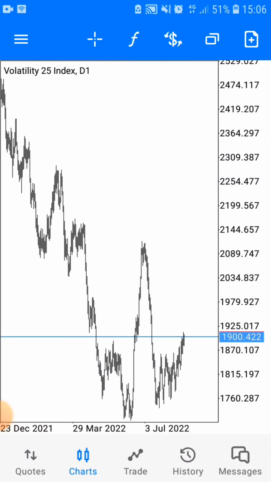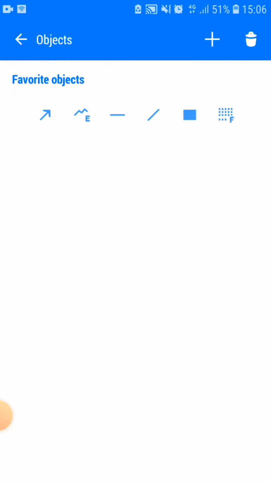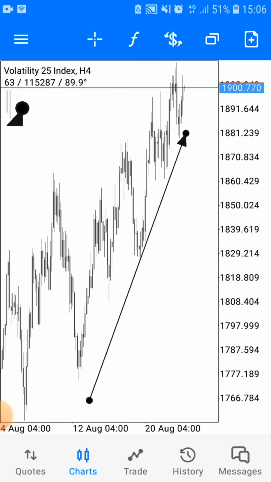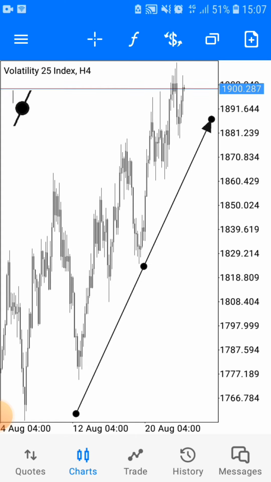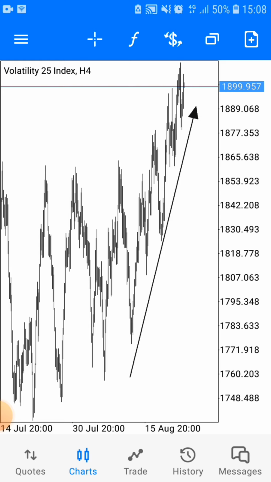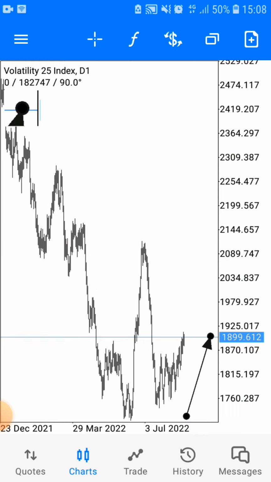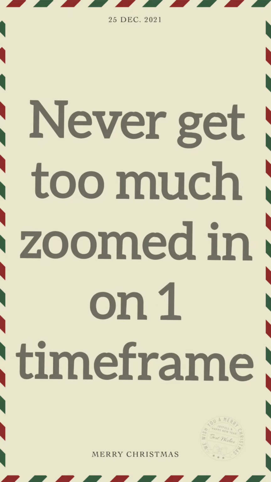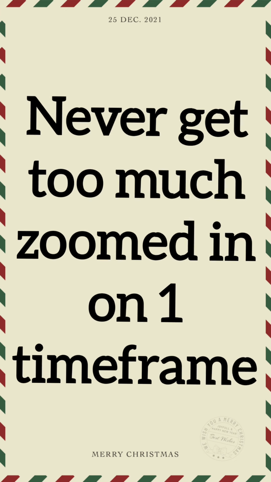We will be using this time frame to get the general bias of the markets, and you can see for yourself, while the 4-hour time frame was showing us that the market is on an uptrend, the daily time frame shows otherwise, because on the daily time frame it can be clearly seen that the market's general bias is on a downtrend, as you can see for yourself on the screen. And that marks one important point that you must note down in your notebooks, and that point is to never get too zoomed in on just one time frame.